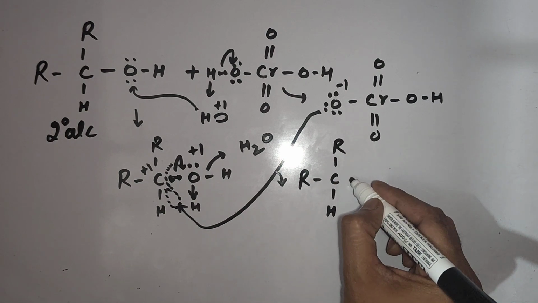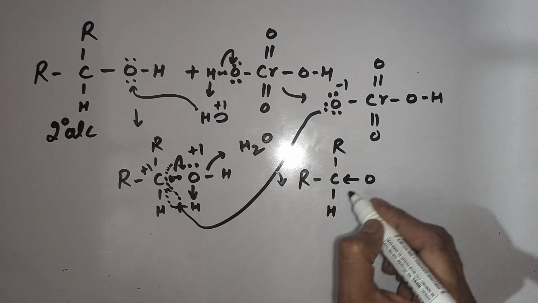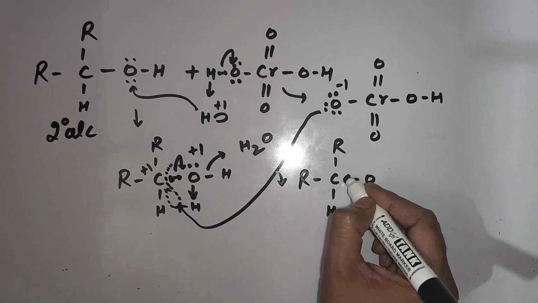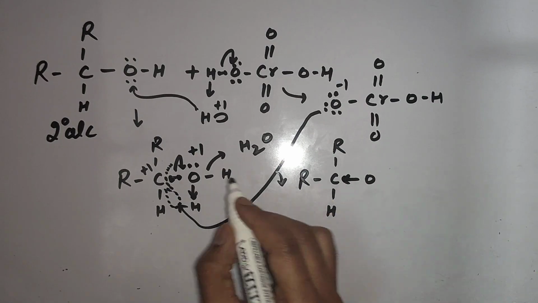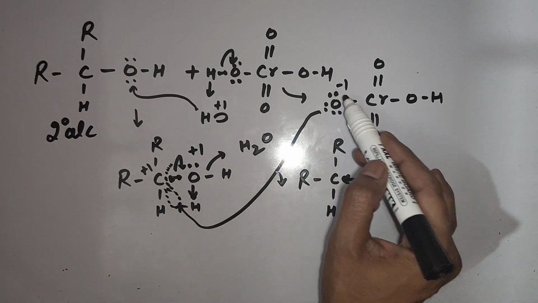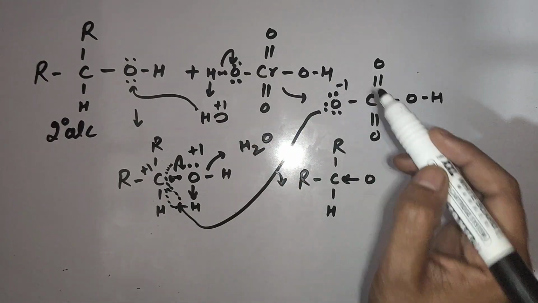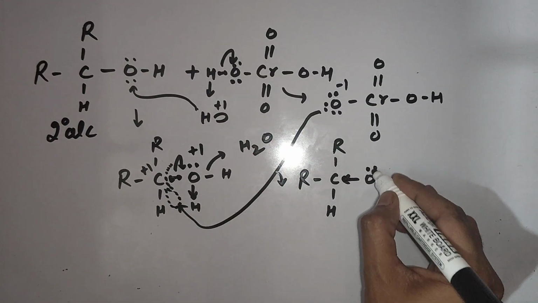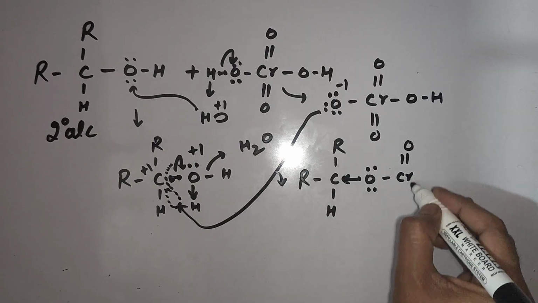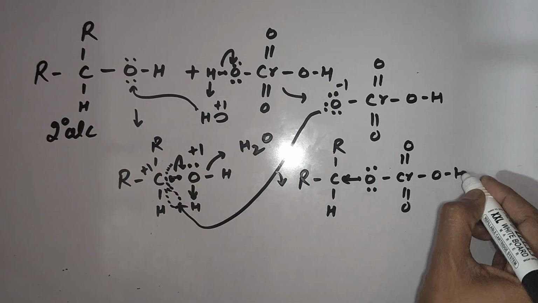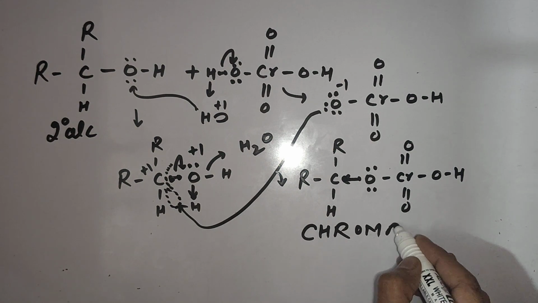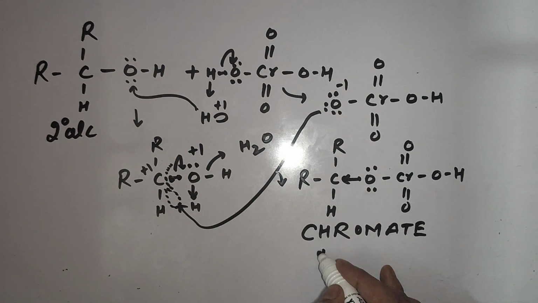Now between carbon and oxygen, a dative bond will be there. So out of these 2 electrons, 1 electron is completely transferred toward carbon. That's why its +1 charge is finished. And because it has shifted 1 electron toward carbon, its negative charge is finishing. In this fashion, they are stabilizing each other. What is generated? Chromate ester. In the previous video, I also told you this is a main intermediate, chromate ester.